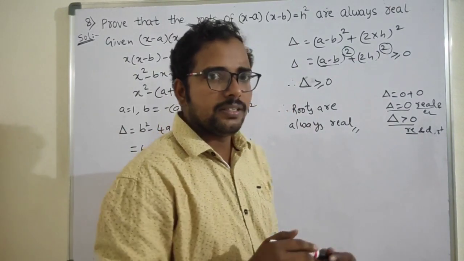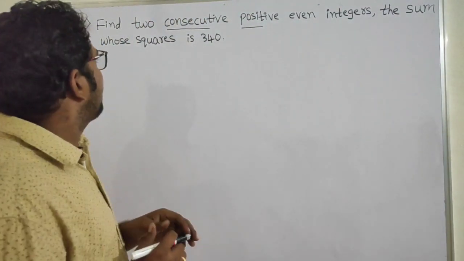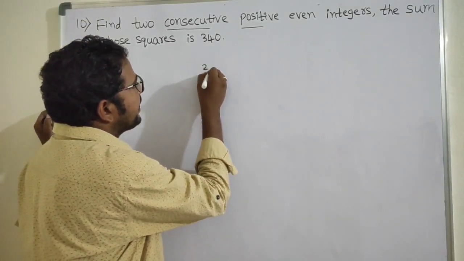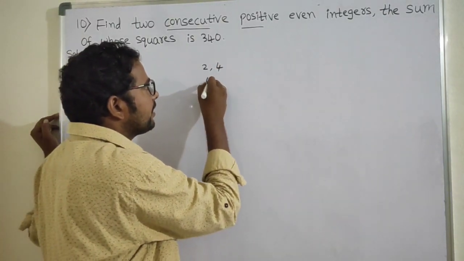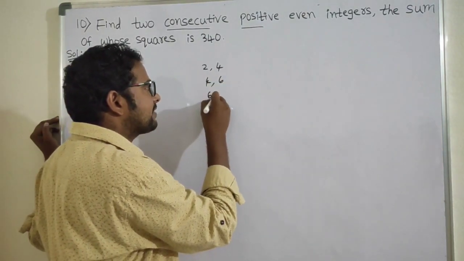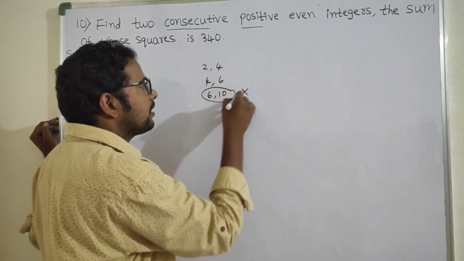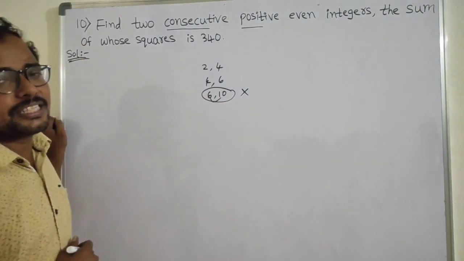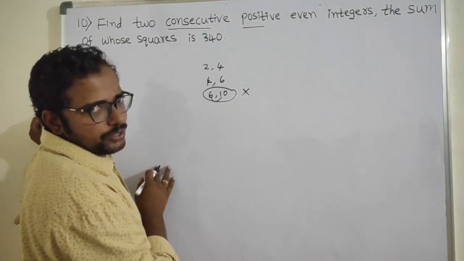10th question. Find two consecutive positive even integers, the sum of whose squares is 340. Consecutive means continuous even numbers. Suppose if I take 2, the next number is 4. These two are consecutive. If I take 4, the next even number is 6. These two are consecutive. If I take 6 and 10, these two are not consecutive, because after 6, 8 will come. 8 is the next even number. 6 and 8 are consecutive, 6 and 10 are not consecutive.